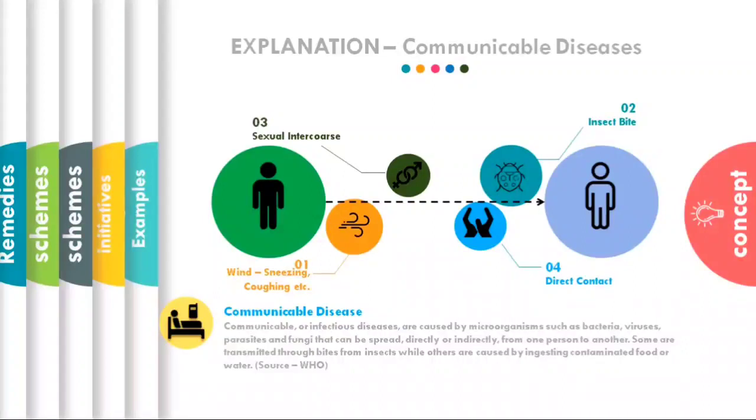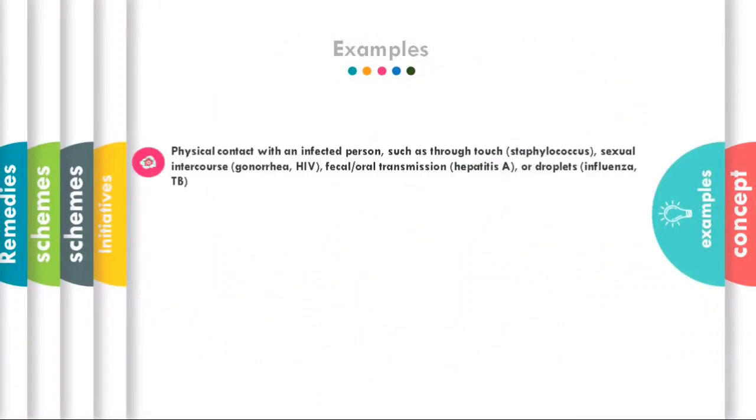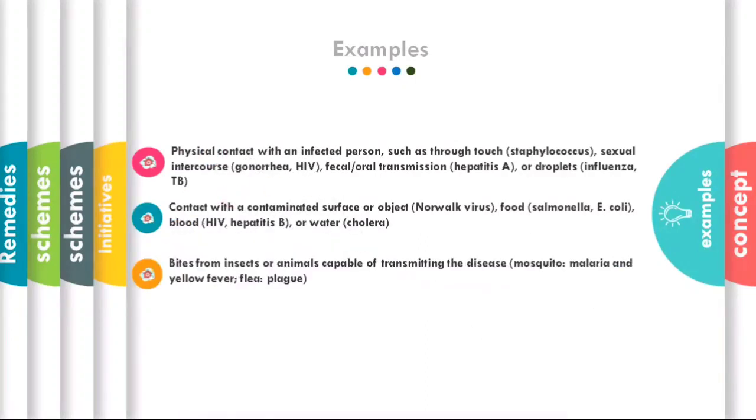For example, HIV/AIDS, TB, tuberculosis, and a recent example, COVID-19, which transmits through direct contact from one person to another. So these all are examples of communicable diseases. In the next slide, we are going to discuss the examples again. First are those diseases which spread through physical contact, that is HIV, through oral transmission, through droplets such as influenza, TB, and you can also add COVID-19 in this.